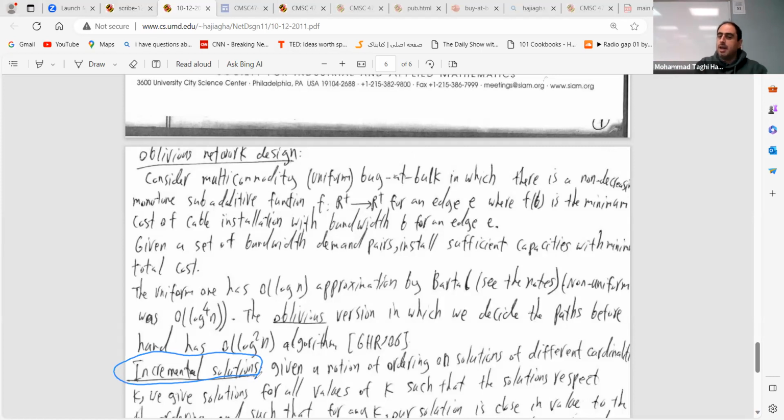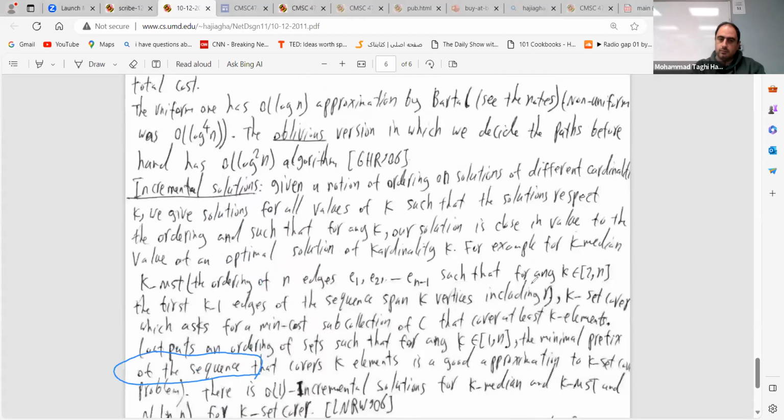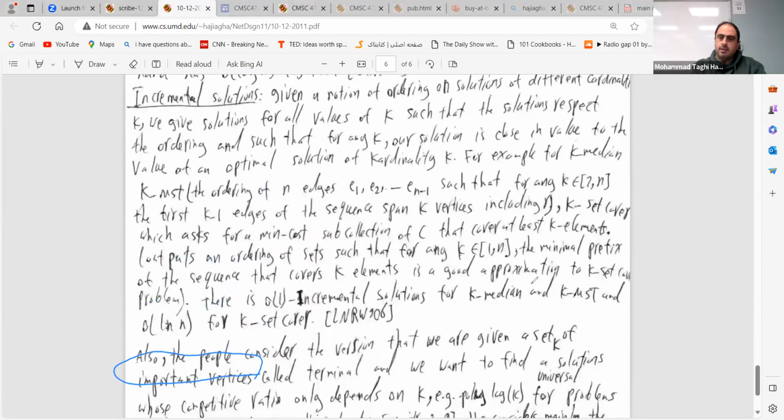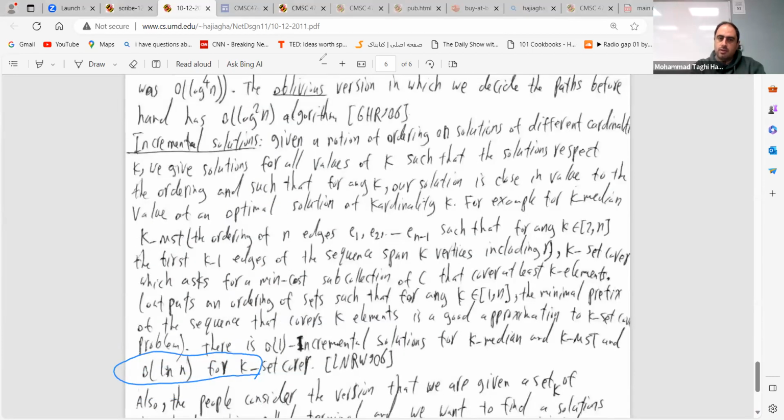I mean Awerbuch, I think, and Bartal, because I think Bartal improved it to something like log n. You should see the original paper. As I mentioned, they were using the Bartal technique here. This incremental solution is another one which is actually very interesting, and again, you can think about this one in your own research as well.